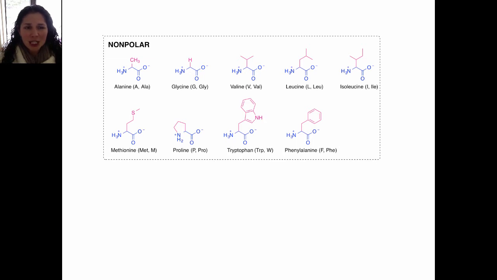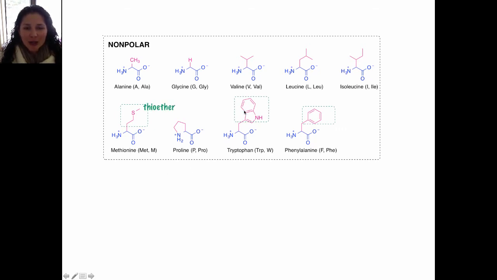Most of the side chains on these nonpolar amino acids are nonpolar, and most of them fit into the category of hydrocarbons. There are only 3 of these that can actually be listed as a functional group. Methionine has a functional group called a thioether.